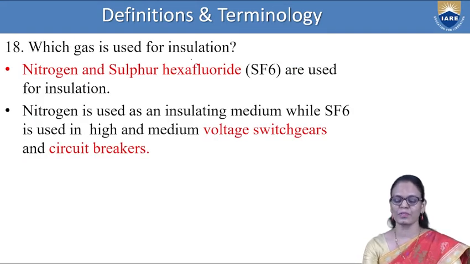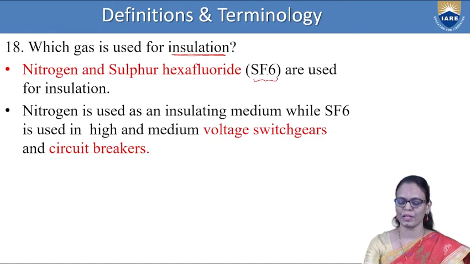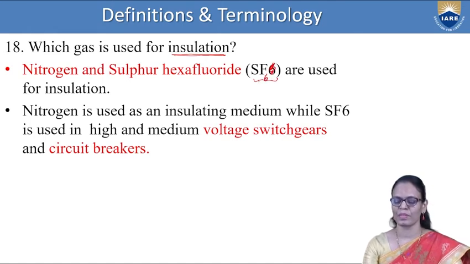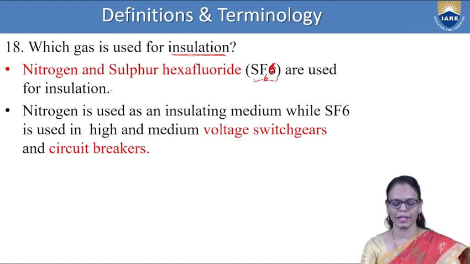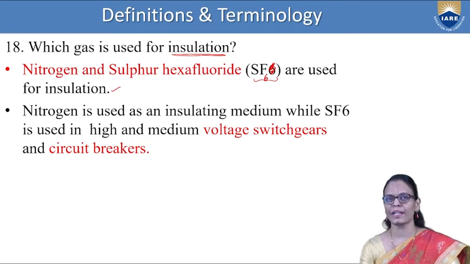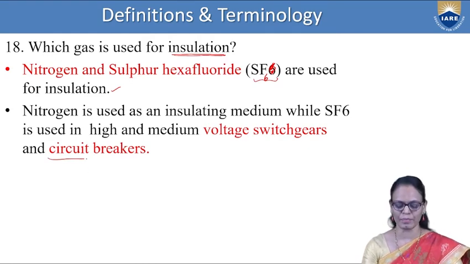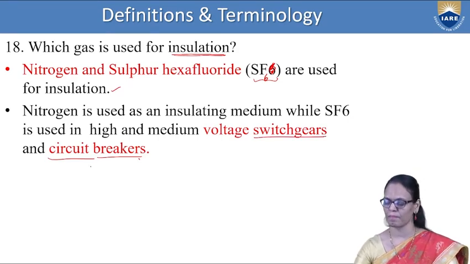Now, which gas is used for insulation? Nitrogen and sulfur hexafluoride, which we write as SF6, are used for insulation. Nitrogen is used as an insulating medium, while SF6 is used in high and medium voltage switchgears and circuit breakers. So, they are used in switchgears and circuit breakers.